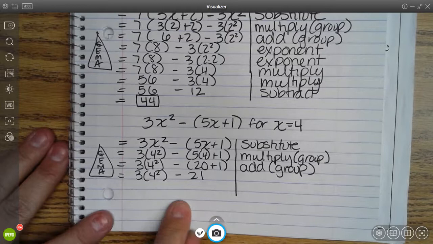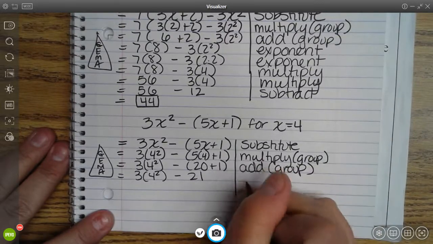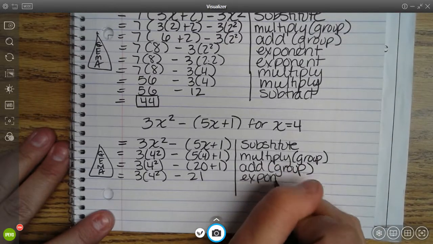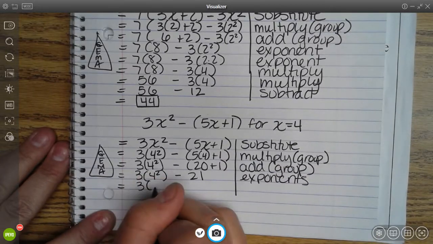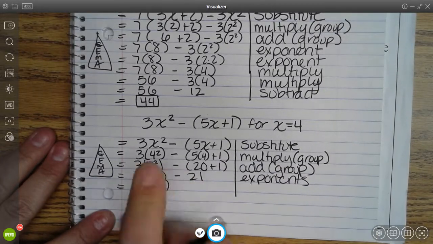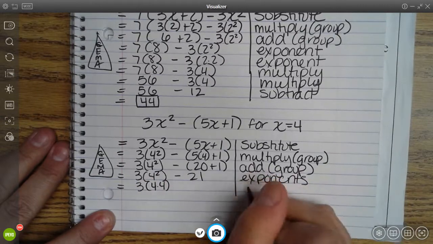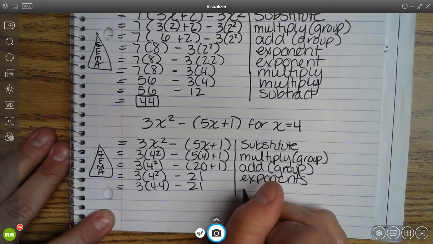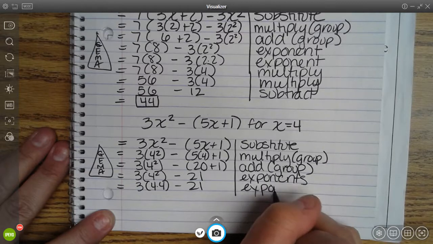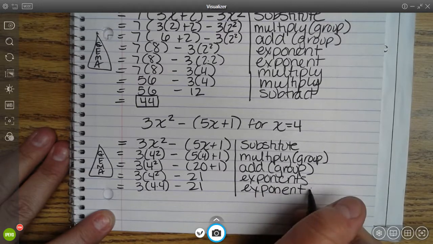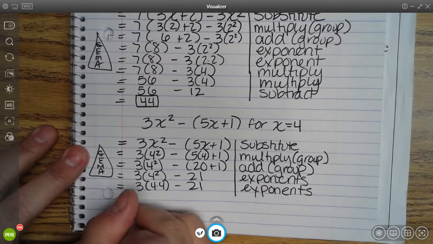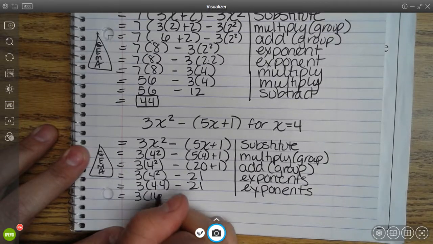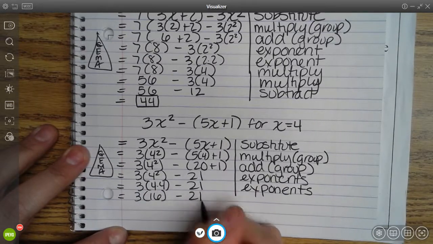So no more groups, but now we have exponents. And so we have 3 and then 4 times 4, because there's 2 groups of 4 times each other, minus 21. Still taking care of that exponent. I just expand it out so that I don't get confused, and I make sure I multiply them. So I get 3 times 16 minus 21.